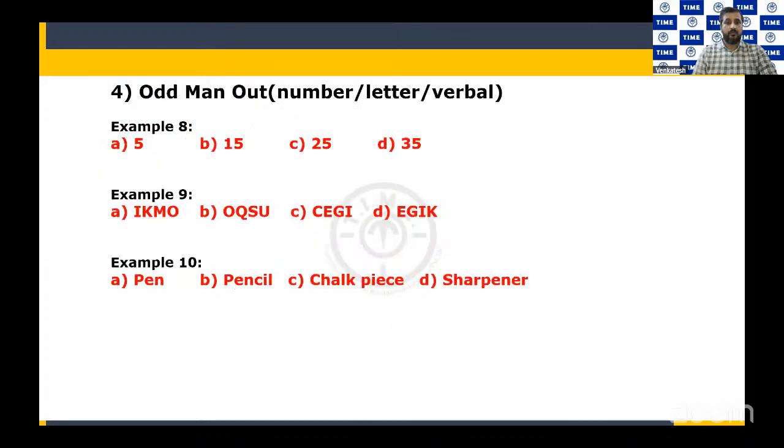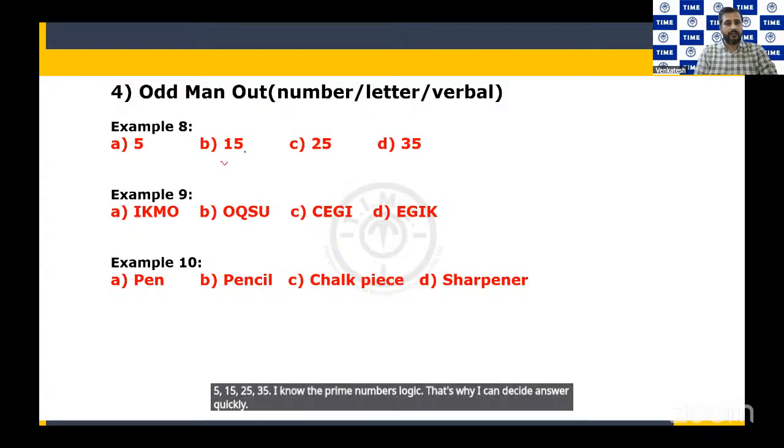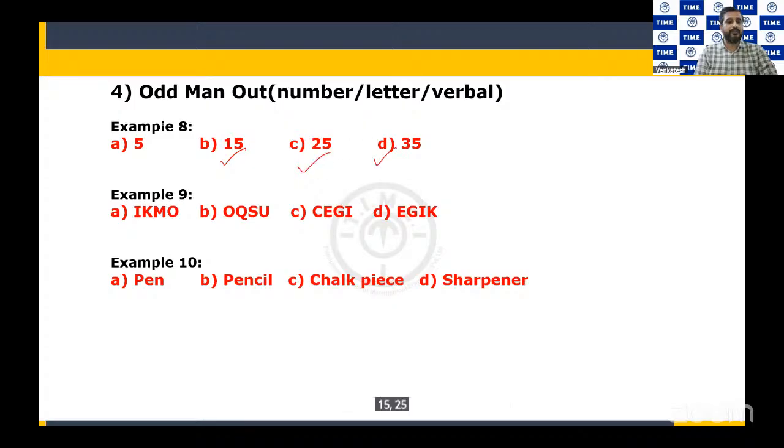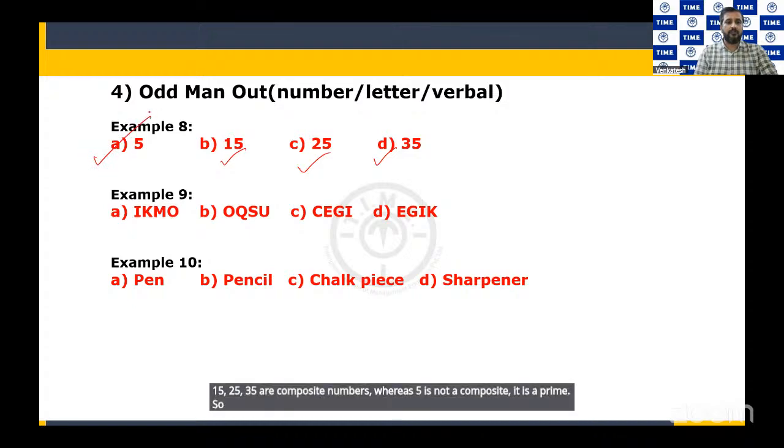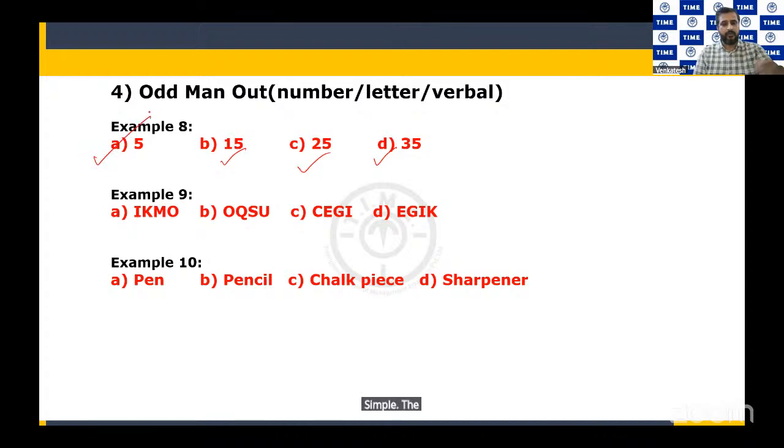Right. Now, odd man out questions. 5, 15, 25, 35. I know the prime numbers logic. That's why I can decide the answer quickly. 15, 25, 35 are composite numbers, whereas 5 is not composite, it is prime. So A is the odd man out. Simple. Whatever we discussed earlier, the same is applicable here.